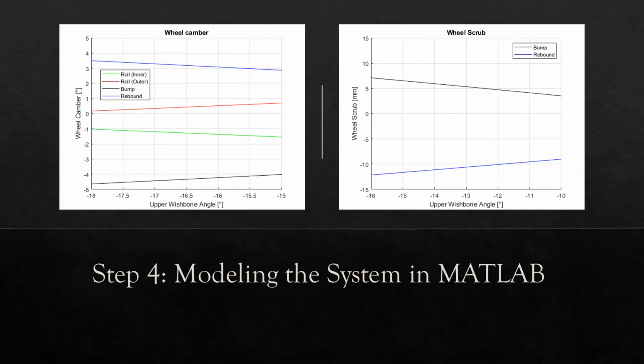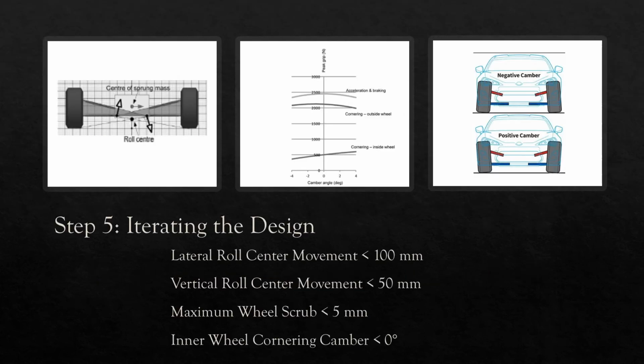After you have your CAD sketch, you will want to do a similar analysis in MATLAB. Using the equations of kinematics, write a program that solves the geometry of your system as it moves. Then plot the camber and wheel scrub values like in the graphs you see here. You can check your numbers against the numbers that you got in the CAD sketch to make sure you did it correctly.